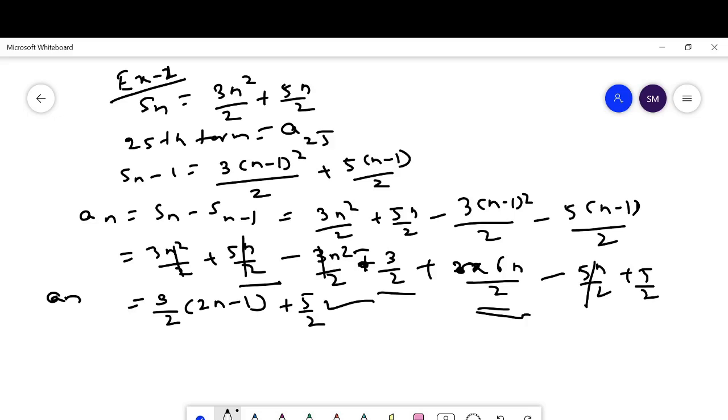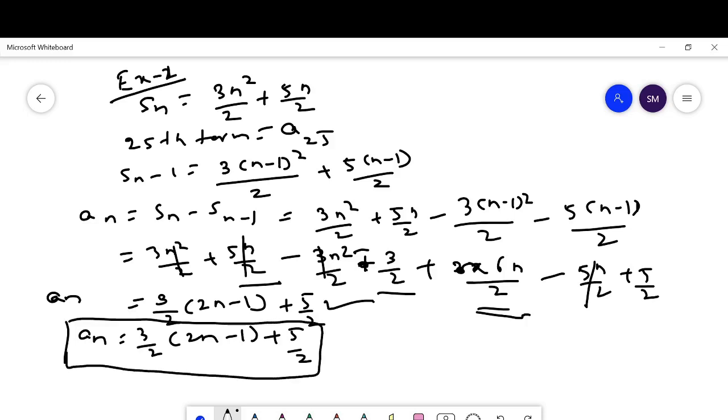Then by solving this we get an is equal to 3 by 2 (2n minus 1) plus 5 upon 2. We get an is equal to this. Then we have to find out a of 25, the 25th term.